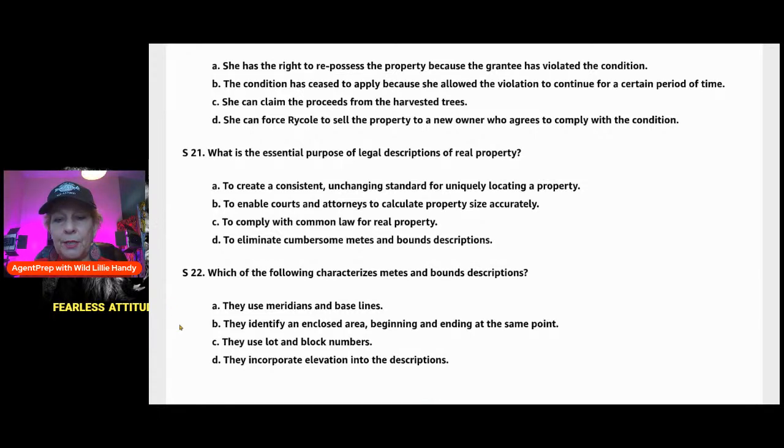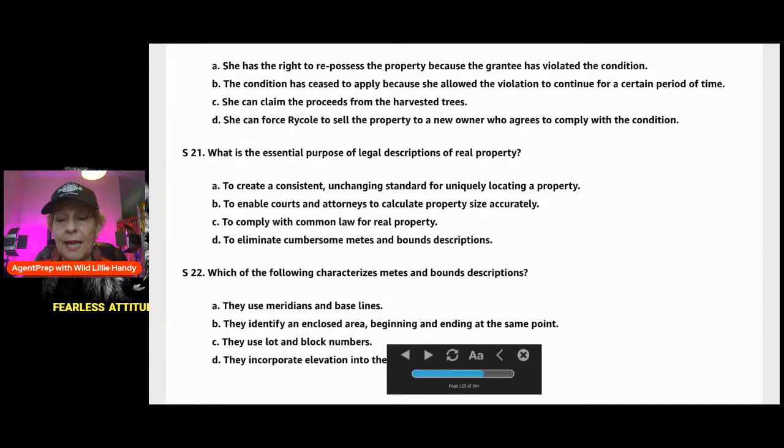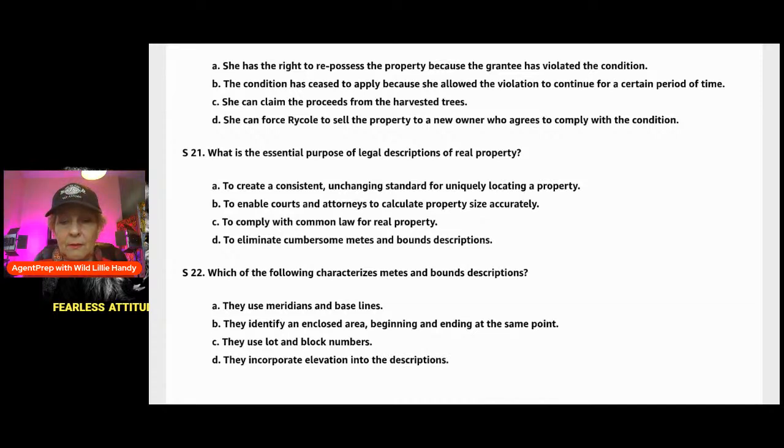All right, number 22. Which of the following characterizes metes and bounds descriptions? A, they use meridians and baselines. B, they identify an enclosed area beginning and ending at the same point. C, they use lot and block numbers. Or D, they incorporate elevation into the description. Metes and bounds.